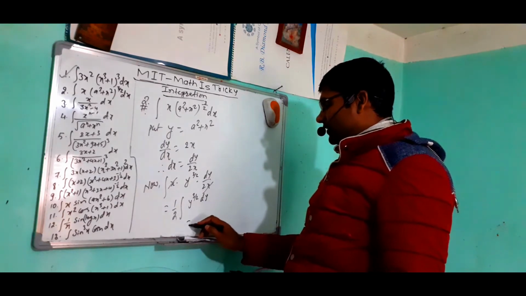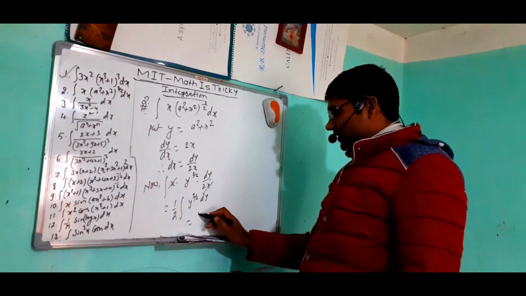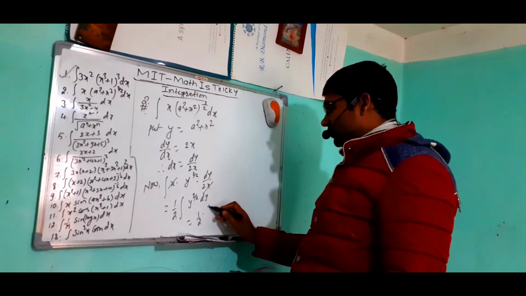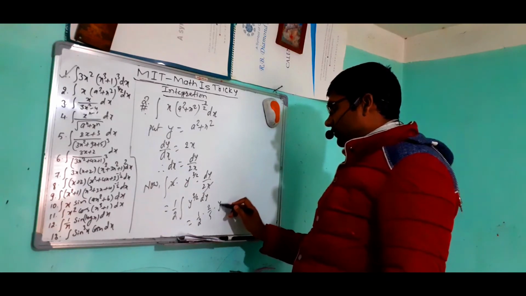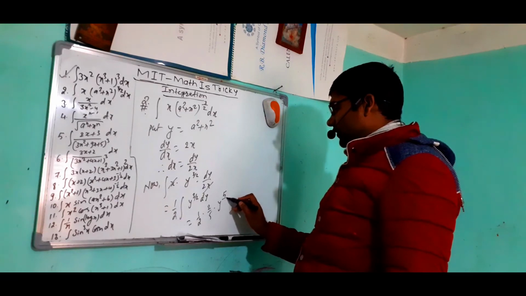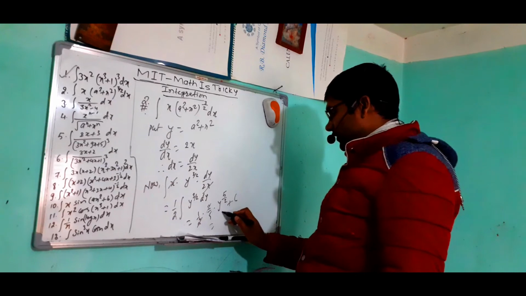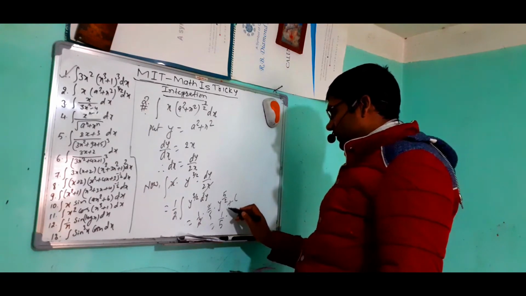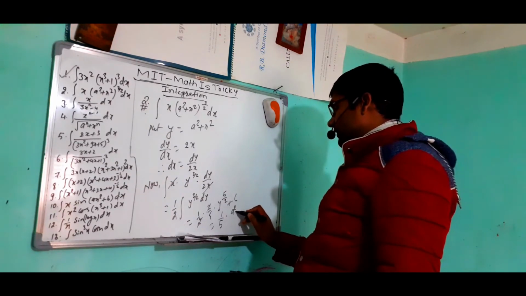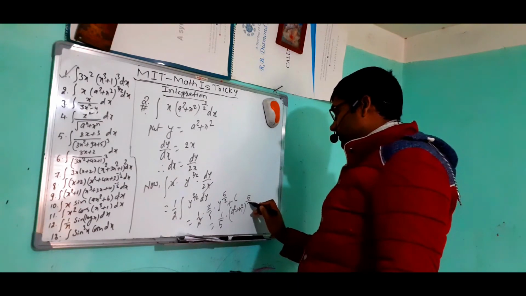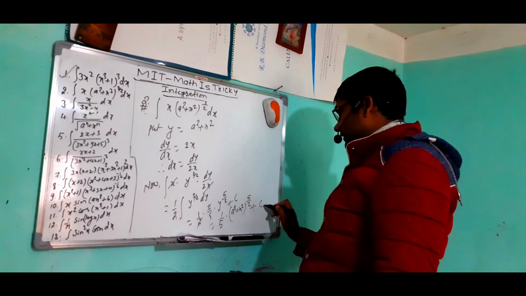And now we know the integration for this, so it is simply 1 by 2 times y power 5 by 2 divided by 5 by 2, that means 2 by 5 y power 5 by 2 plus c, and it gives the answer 1 by 5 times (a square plus x square) whole power 5 by 2 plus c.